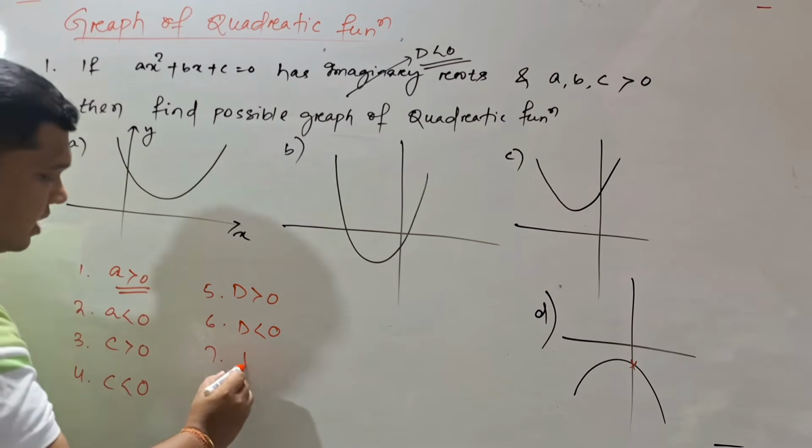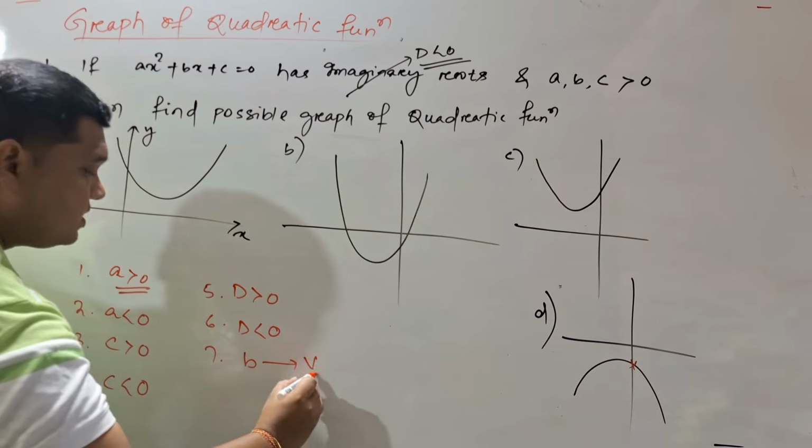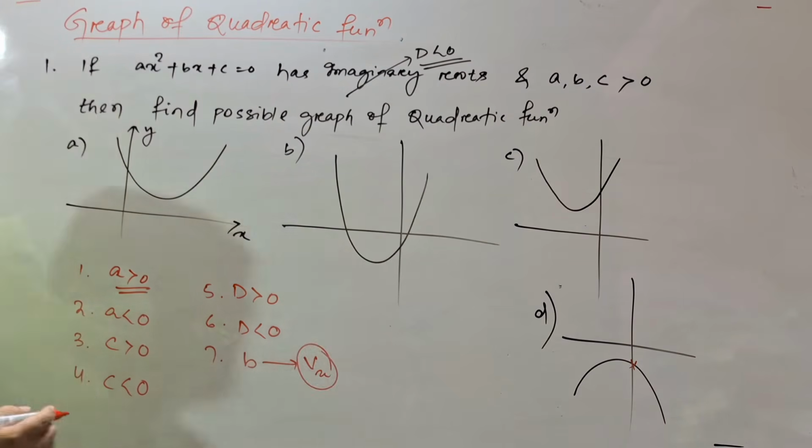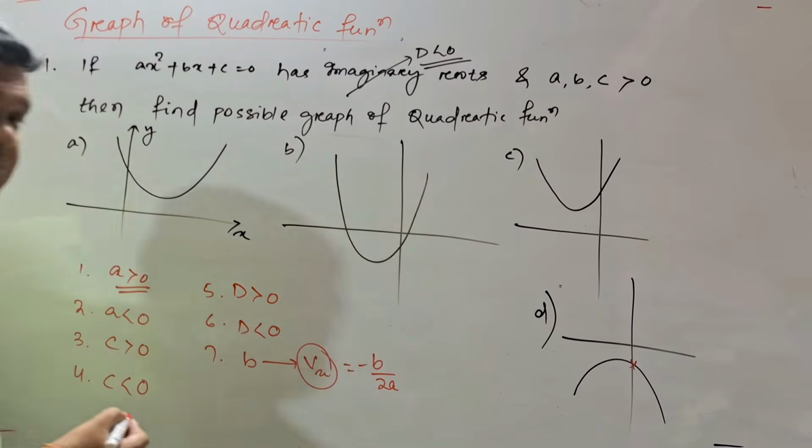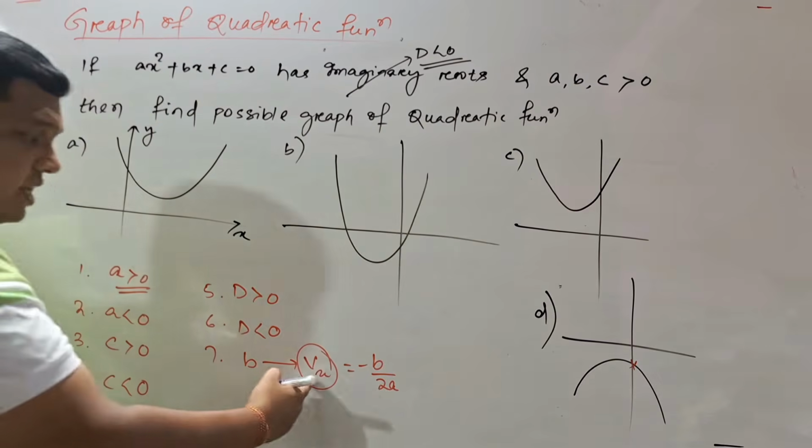Seventh one, about B, who will decide? The vertex will decide. X coordinate of the vertex. X coordinate of the vertex value is what? Minus b by 2a. Just remember. This is very important.